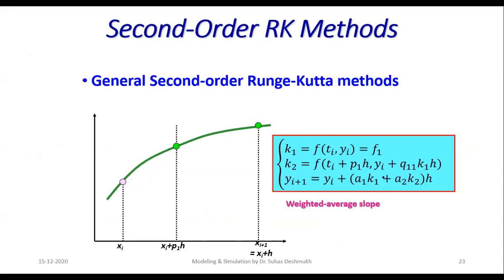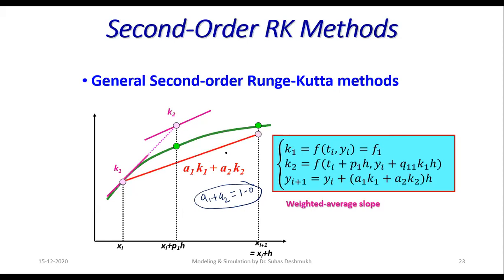So here you can graphically look at it. Here I'm going to take one slope. Here I'm taking another slope, K2. And for this K1 and K2, I'm going to give some weightage. I'm going to give an even amount of weightage, and A1 plus A2 should be equal to 1. Because 100% weightage will be covered, 50% here, 50% here. Maybe 30% here, maybe 70% here.